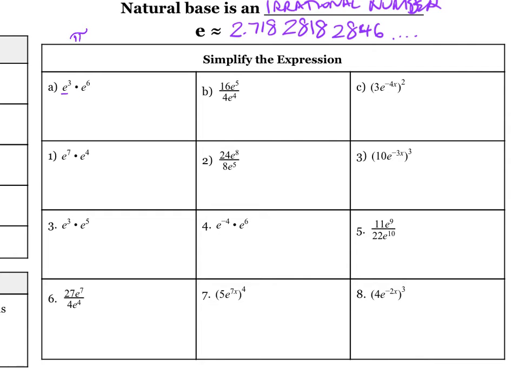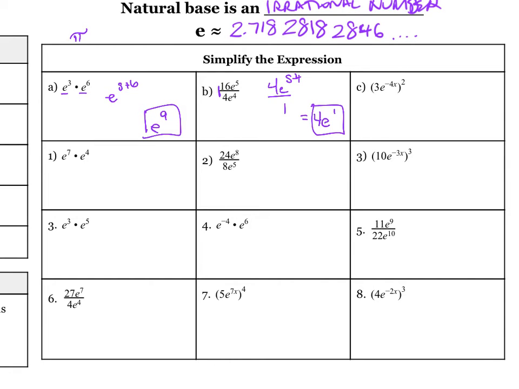Now, we have the same base here, e to the third times e to the sixth. So remember, what do you do with that when it's the same base? Well, you add the exponents. So therefore, this becomes e to the 9th power. Then letter B, we reduce or simplify these numbers here. So 4 goes into 16 4 times. And then you subtract the exponents. So therefore, this becomes 4e to the 1st power, or just 4e.